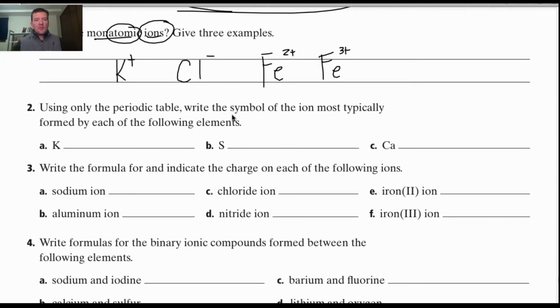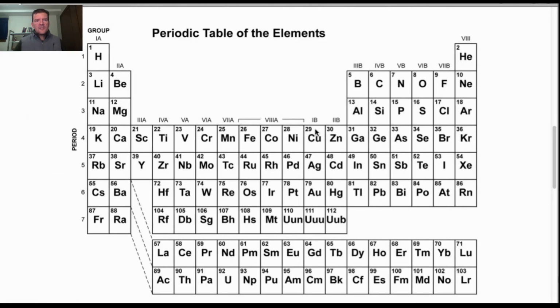It says using only the periodic table, write the symbol of the ion most typically formed by each of the following elements. So let's look at a periodic table. And if you remember, everything in group 1 has one valence electron. So it's going to want to get rid of that valence electron and therefore form an ion of a +1 charge. It's getting rid of a negative electron. Everything in group 2 has two valence electrons. Those metals want to get rid of those two valence electrons, so they're going to form a 2+ ion.